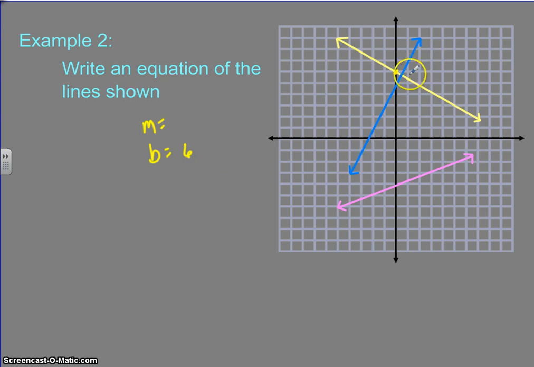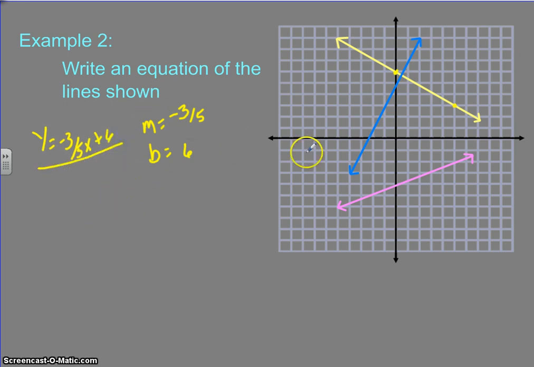Okay, let's look at the slope. Well, look at another place where it crosses. It looks like it crosses right here at these crosshairs of the graph. So let's go from here to here and find the slope. I'm going to go down 1, 2, 3, and over 1, 2, 3, 4, 5. So we're going to say -3/5. Now that I've got that, I can write the equation. Y equals -3/5 x plus 6. Okay.